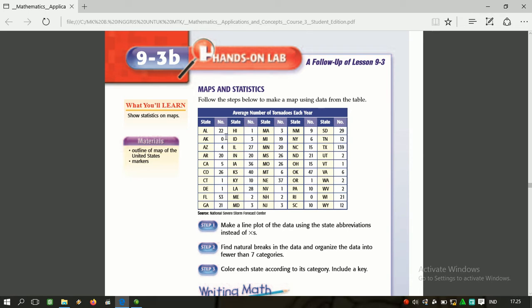This is a table of the number of tornadoes by area. Step 1. Make a line plot of the data using the state abbreviation instead of X. Step 2. Find natural breaks in the data and organize the data into fewer than 7 categories. Step 3. Color each state according to its category. Include a key.